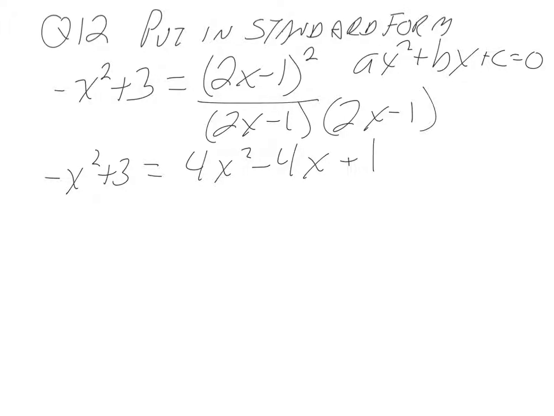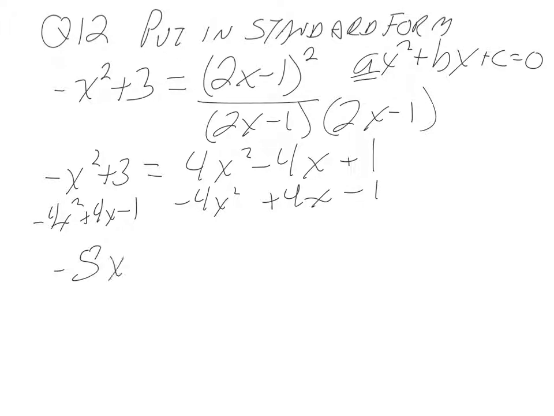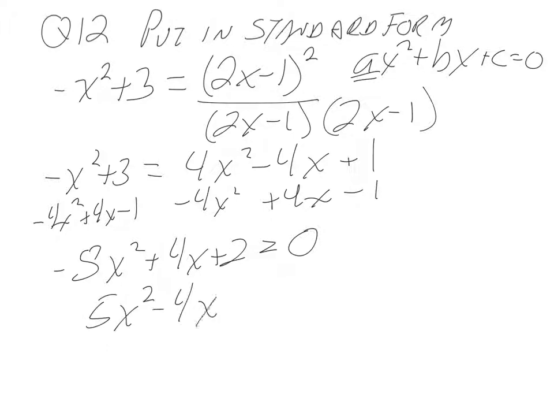I need to move everything to one side, and my a value always has to be positive. So I'll start by moving everything over. Negative 4x squared plus 4x minus 1. Negative x squared plus negative 4x squared gives me negative 5x squared plus 4x plus 2 equals 0. But I want a leading positive coefficient. So I'm going to multiply everything by negative 1 and make this 5x squared minus 4x minus 2 equals 0. And that would be my answer.